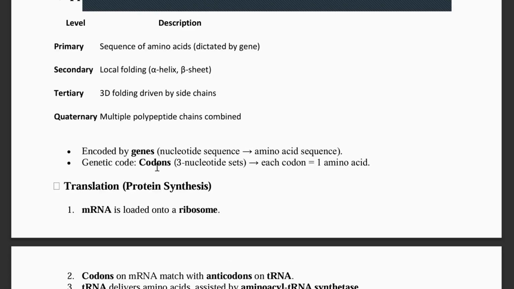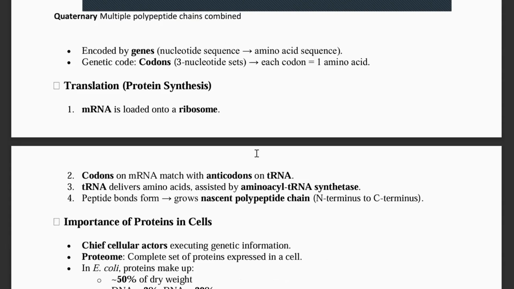What is the genetic code? Codons are 3 nucleotide sets. Each codon is equal to 1 amino acid. Translation is the process where the protein synthesis takes place. The mRNA is loaded into the ribosome. Codons on the mRNA match the anticodons of the tRNA.